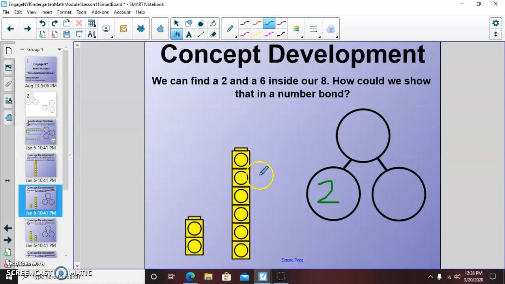A 2. And then they have this part. Can you count with me how many we have here? 1, 2, 3, 4, 5, 6. Very good. And that's another part. Now, you guys are getting so good at this.